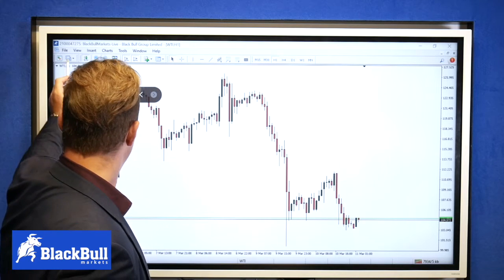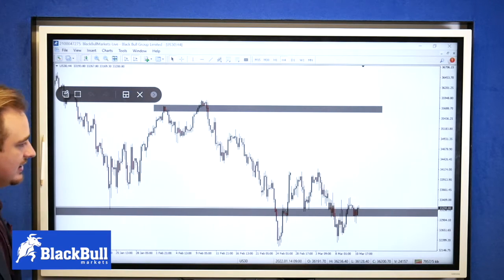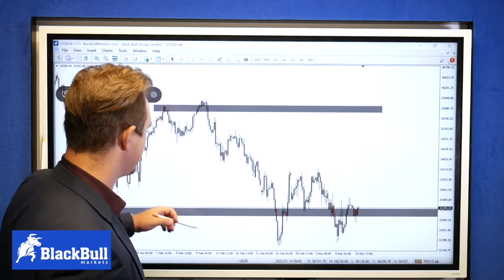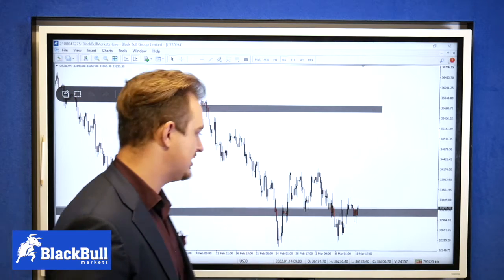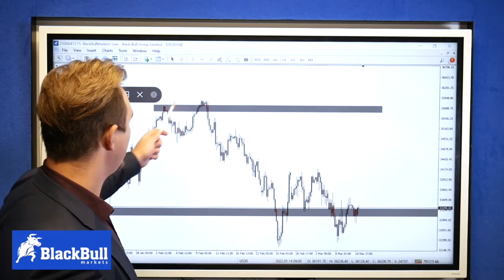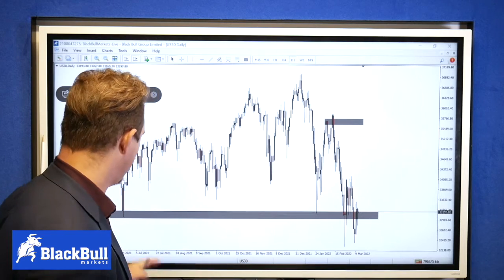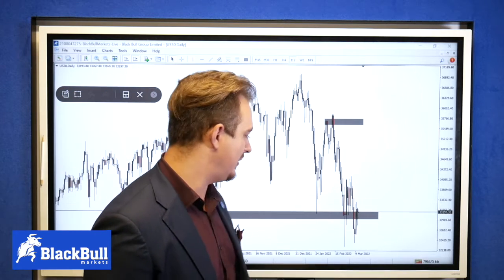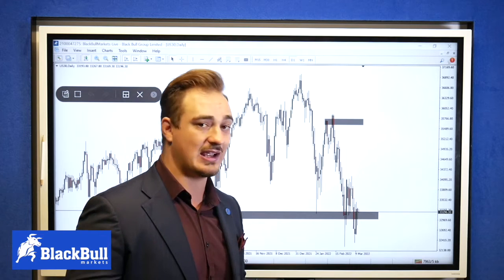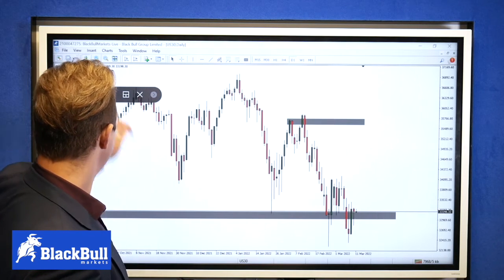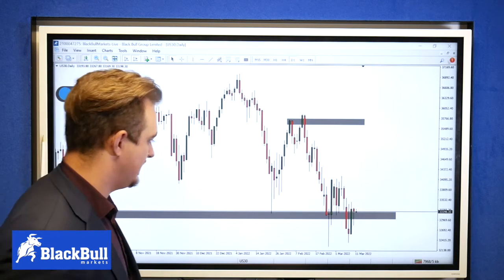Okay, another pair we're looking at, US30. This one has been very interesting. We obviously had this double bottom. We were speaking about this as well. On the higher time frame, the daily time frame, we had this support that the market broke down below. We saw a nice little fake out. Like I mentioned, this is the reason why I wait for breaks and retests personally, okay?